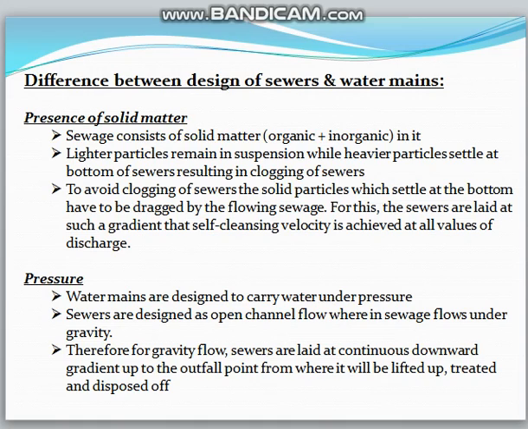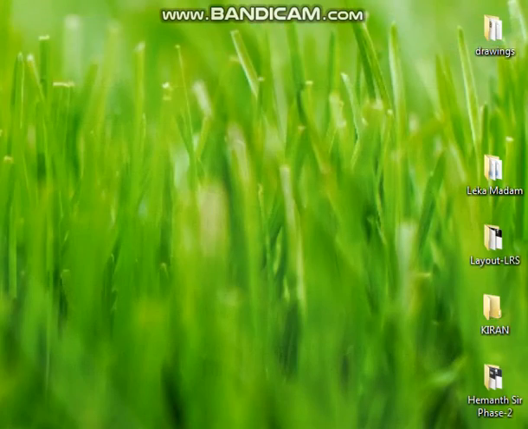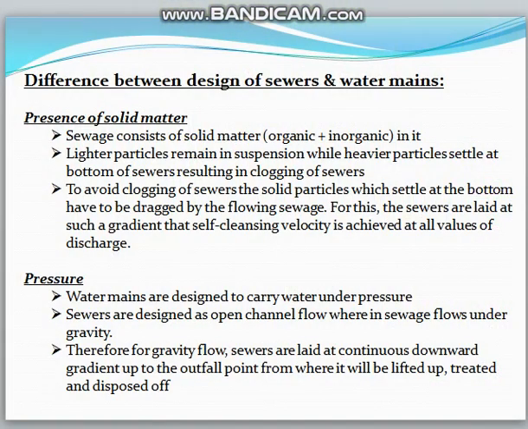Sewer pipes are non-pressure pipes, therefore they must be laid at a continuous downward gradient up to the outfall, from where it will be lifted up, treated and disposed of. So sewers are designed as open channel flow wherein sewage flows under gravity. Therefore, for gravity flows, sewers are laid at a continuous downward gradient up to the outfall point where it will be lifted up, treated and disposed of. So this is the difference between the presence of solid matter and the pressure. Okay.